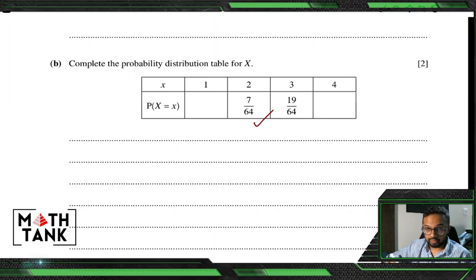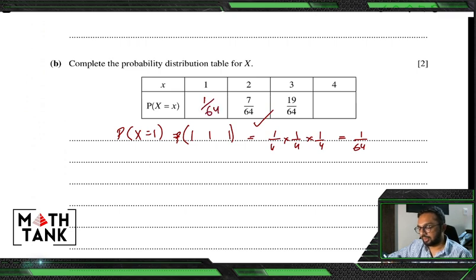Now complete the probability distribution. Now the easiest to do is probably 1. Why? Because 1 can only occur when all of them are 1, because the highest has to be 1. So I'm just going to go on and calculate that. That's 1 over 4, 1 over 4, and 1 over 4, and that gives me 1 over 64. Once I have that, I don't really need to compute 4 because that's a long and tedious process. 1 plus 7 plus 19, 64 minus answer. That gives me 37 over 64. I will still check my answer just to be sure that the gimmick that I employed has given me the right solution.